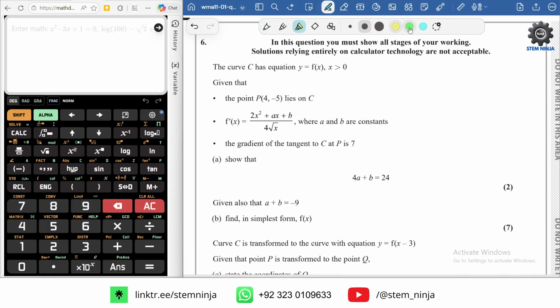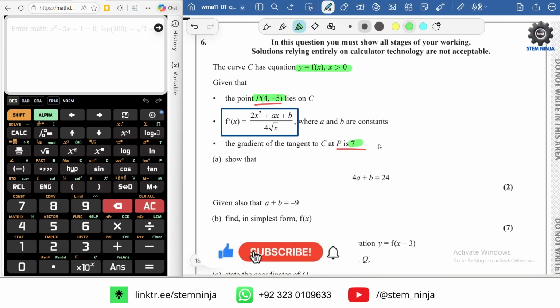The curve C has equation y is equal to f of x. Once again, x is greater than 0. Given that the point P (4, minus 5) lies on C, and f of x is basically this, they've given us the gradient of the tangent to C at P, once again P is this, is 7. Show that 4a plus b is 24.